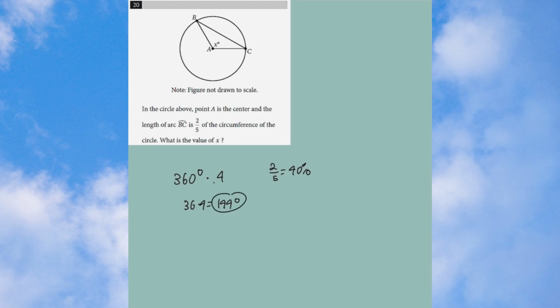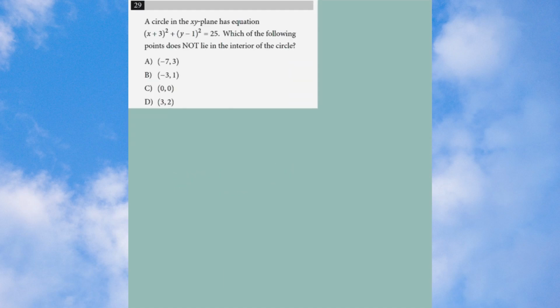So it's 144 degrees. A circle in the xy plane has equation (x plus 3) squared plus (y minus 1) squared is equal to 25. Which of the following points do not lie in the interior of the circle? So to find this, we can plug in each of these. And we want it to be less than or equal to 25. If it's outside, it'll be greater than or equal to 25 when we plug it in. So for A, we plug in negative 7. So negative 7 plus 3, I'll just do it quickly. It'll be negative 4 squared plus 2 squared, which is equal to 16 plus 4, which is 20, less than or equal to 25.